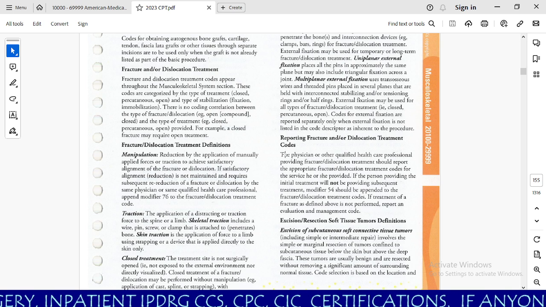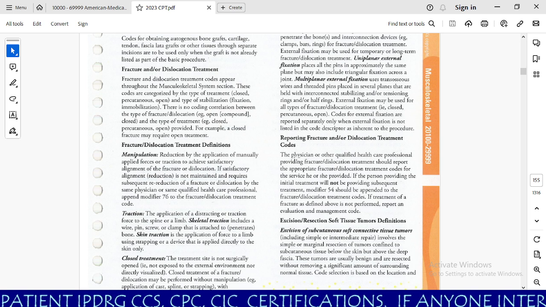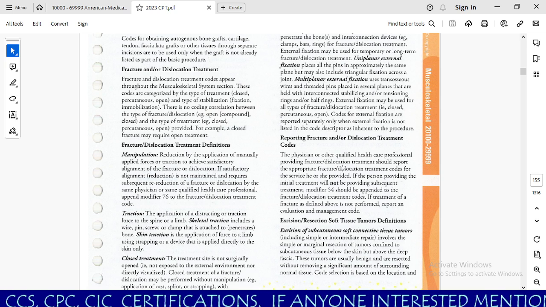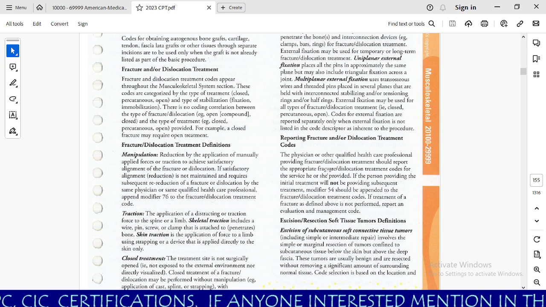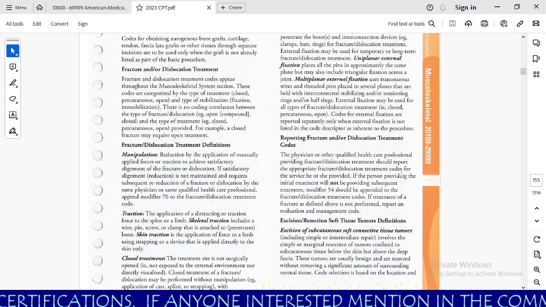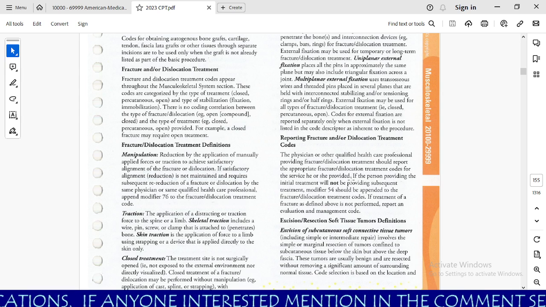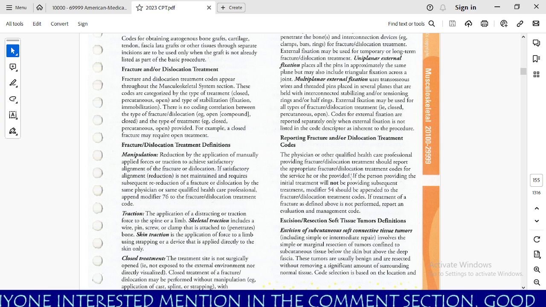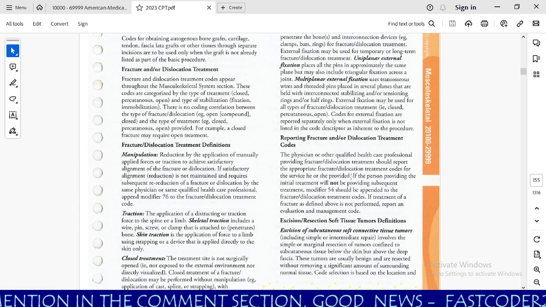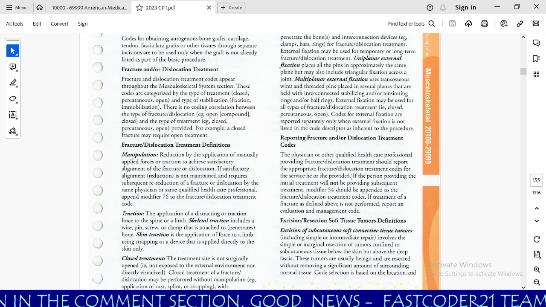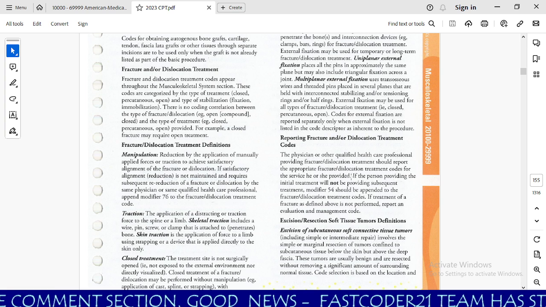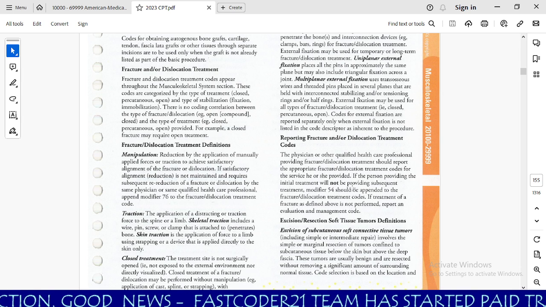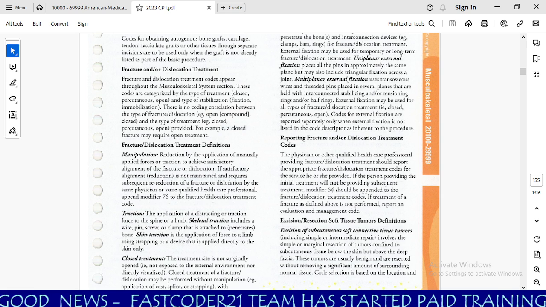So here we have one important guideline: reporting fracture and dislocation treatment codes. The physician or other qualified healthcare professional providing fracture or dislocation treatment should report the appropriate fracture or dislocation treatment codes for the service he or she provided. So as a coder, we need to report what the physician performed or what the physician included in the operative report.